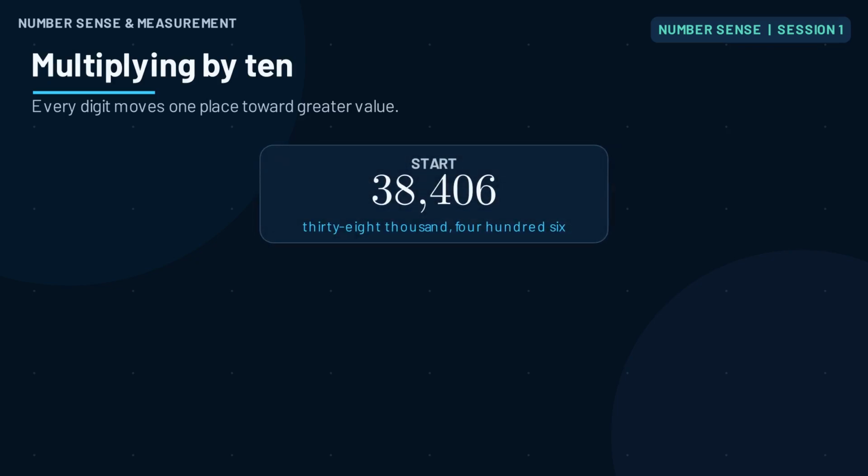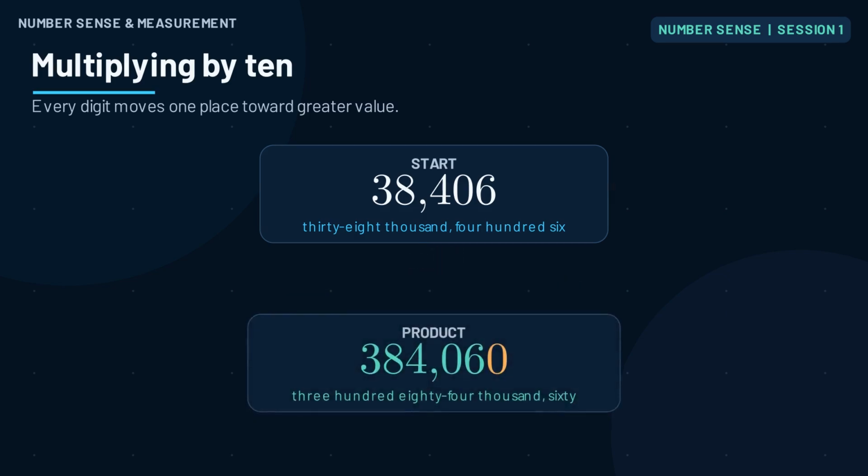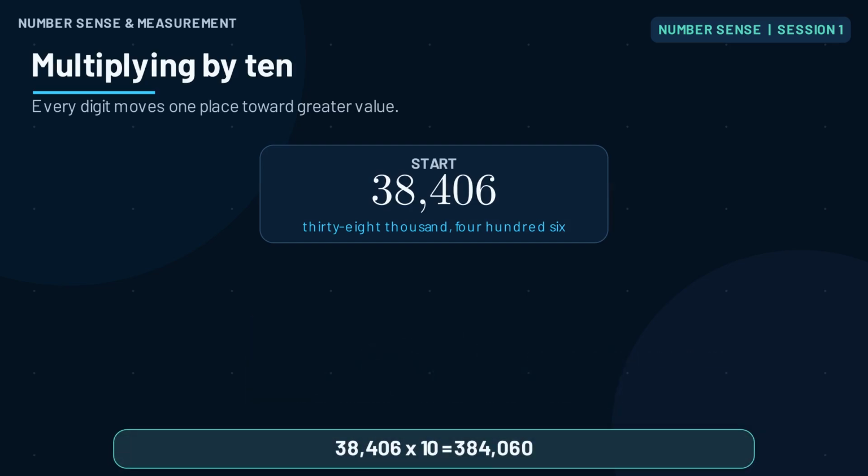Multiplying by 10 shifts every digit one place toward greater value. Start with 38,406. After multiplying by 10, the 3 moves from 10,000s to 100,000s, the 8 moves from thousands to 10,000s, and every other digit moves as well. The product is 384,060. A 0 appears in the ones place because no original digit moved into that position. The digits move. The decimal point is only a convenient description.